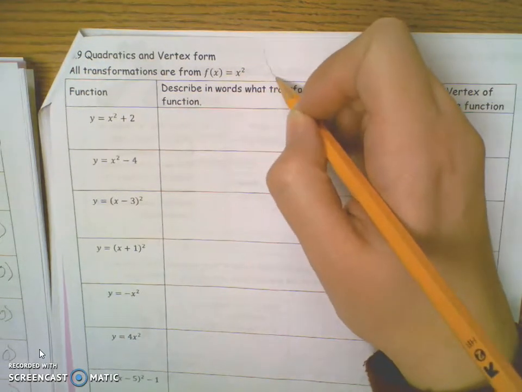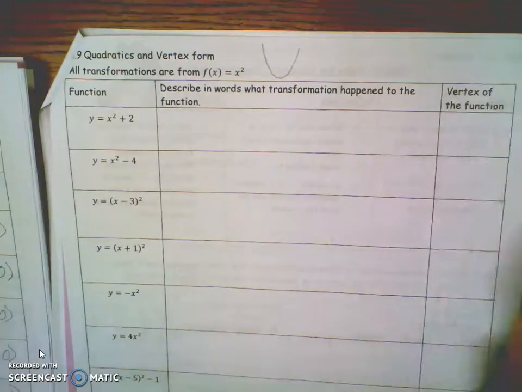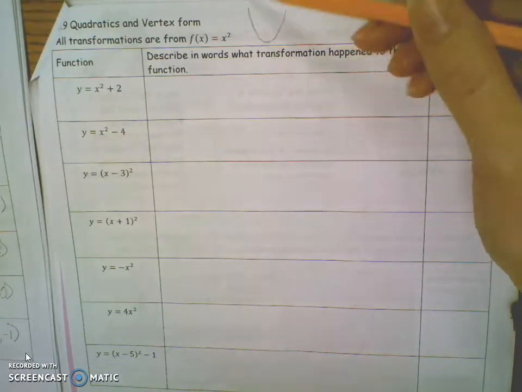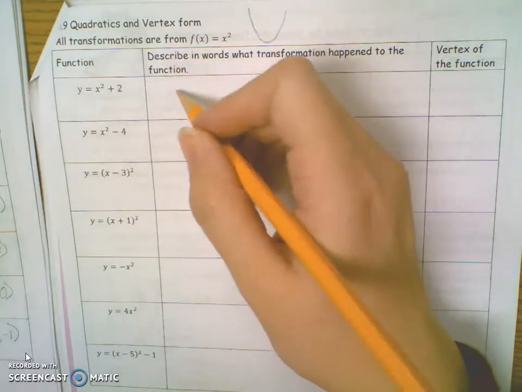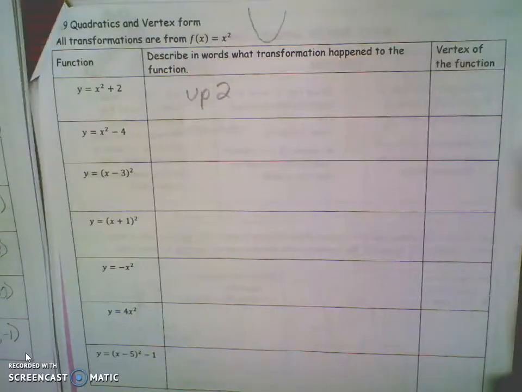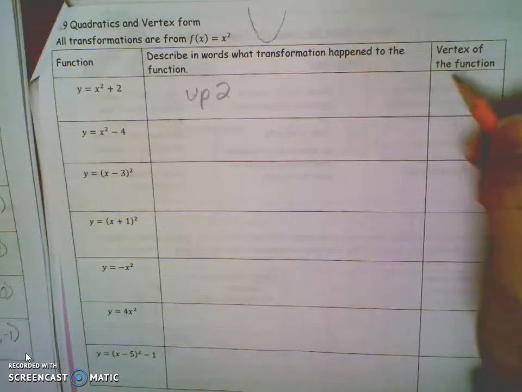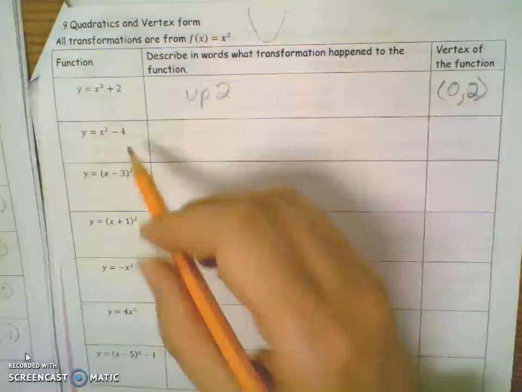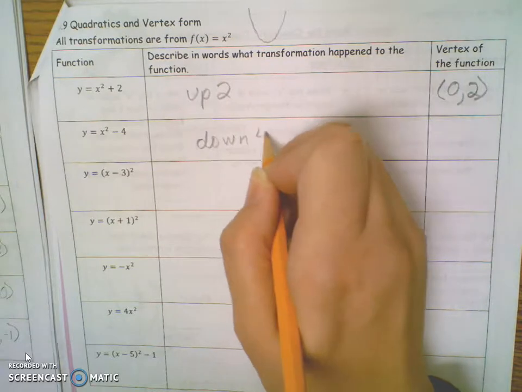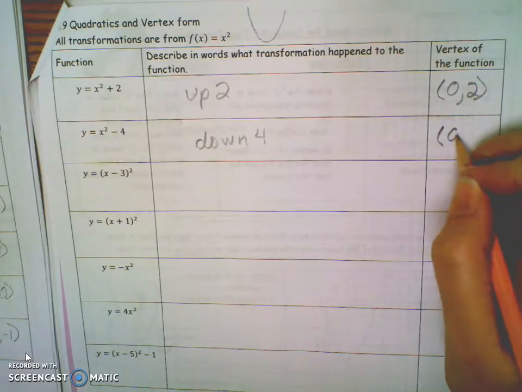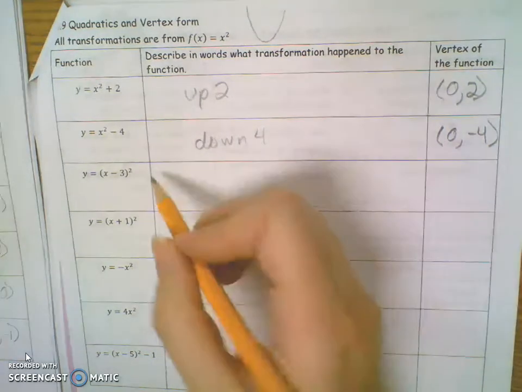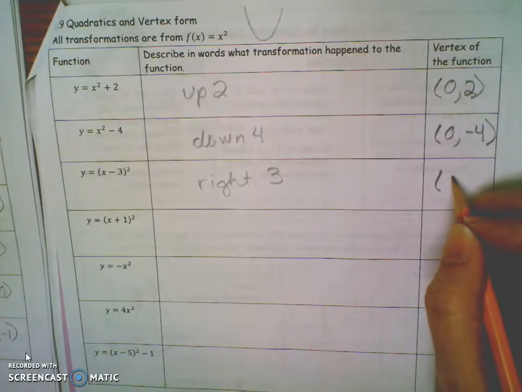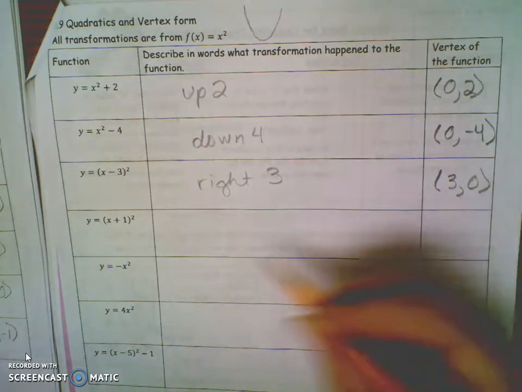So remember that x squared looks kind of like that. Okay, so this is our x squared, and if we add 2 to it, that makes it go up 2 on our axes. So that would mean our vertex, instead of being 0, 0, would be 0, 2. On this one, that makes it go down 4. So that makes our vertex 0, negative 4. Right here, this means we are going to the right 3. So our vertex, instead of being 0, 0, would be 3, 0.